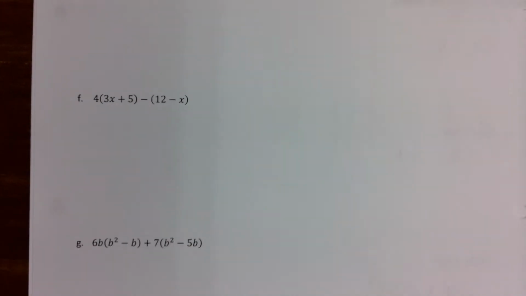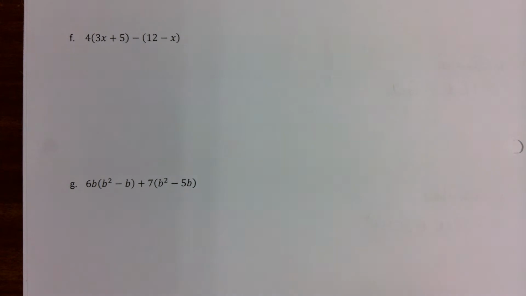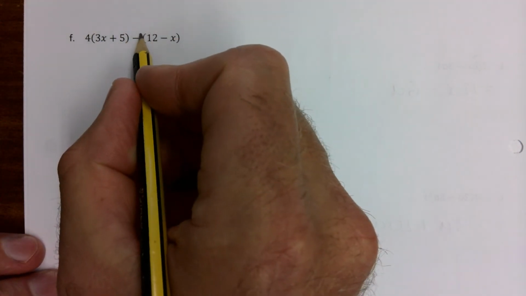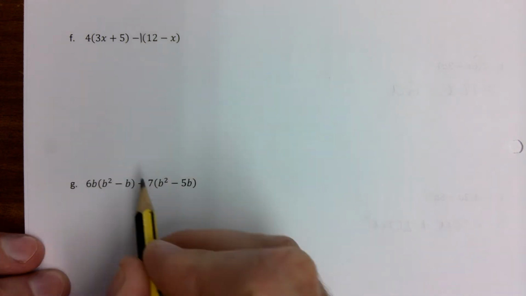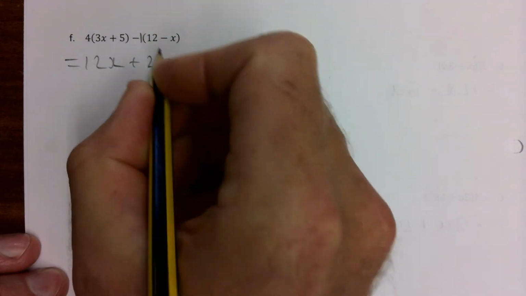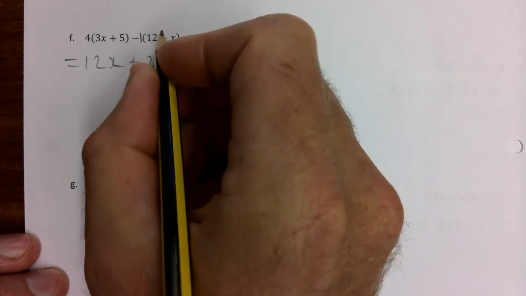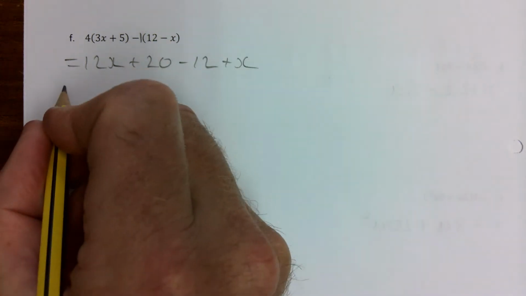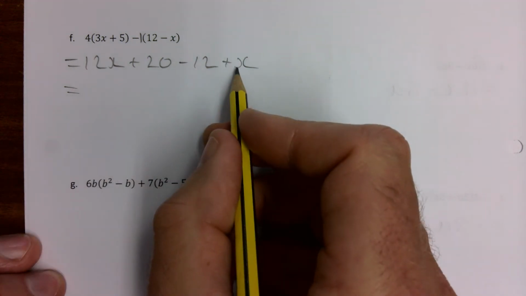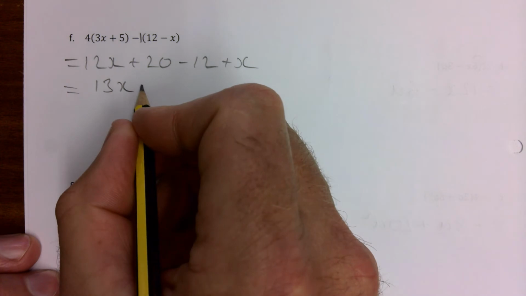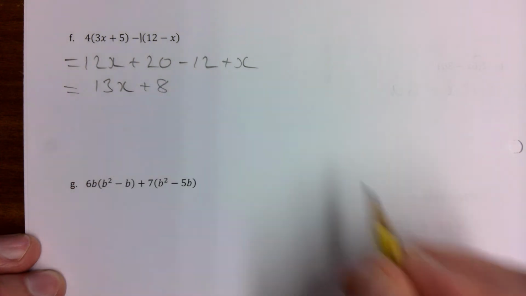Again, this starts to look like FOIL but isn't, so just be careful of this. We're going to multiply the 4 by this bracket, and actually some people put in a wee minus 1 there. People find it a wee bit more helpful if they have that minus this bracket here. So let's go. So it's going to be 12x plus 20 minus 12 plus x. 12 and x are of course like terms, so that would be 13x, and then 20 take away 12 gives me a plus 8.